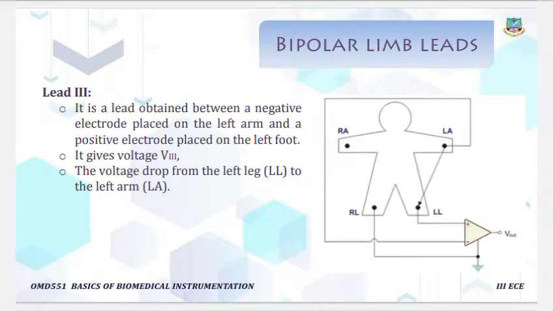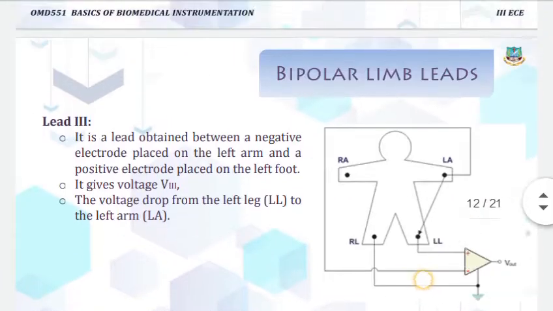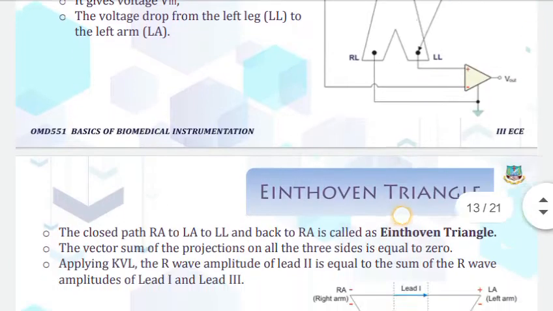In the lead 3 system also, the positive electrode is connected to the left foot and the negative electrode is connected to the left arm, and the reference electrode is connected to the right leg, and we get the output voltage V3. The voltage drop is from left leg to left arm. This comes under the bipolar limb lead. These are the 3 leads.